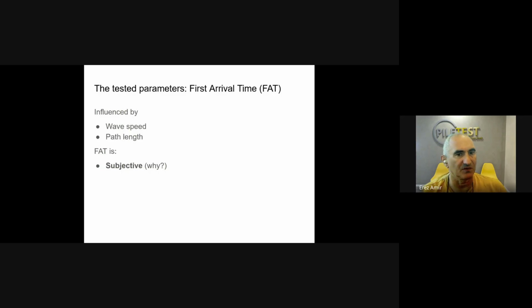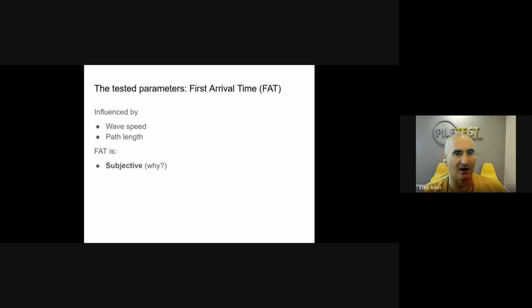So what parameters are we actually testing? The system is actually measuring arrival time and energy. Let's talk about the arrival time. Arrival time is sometimes called time of flight, but we prefer to use first arrival time, dubbed FAT. The arrival time is influenced by the wave speed and by the path length.